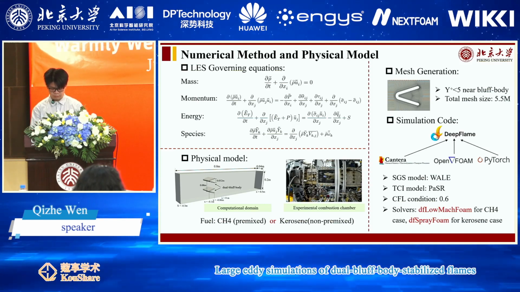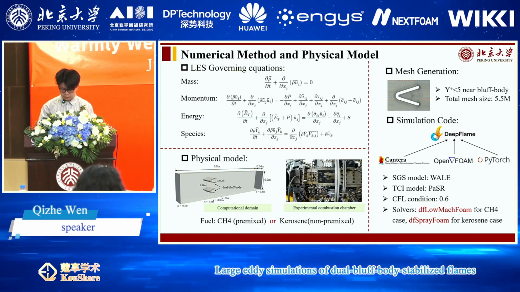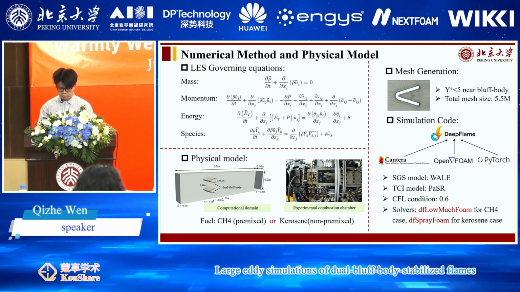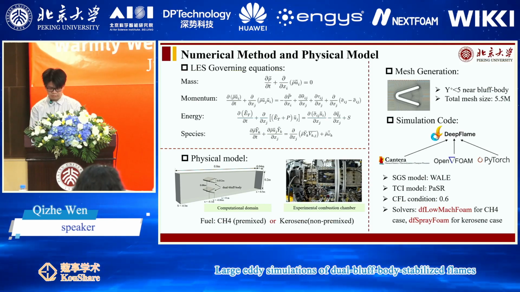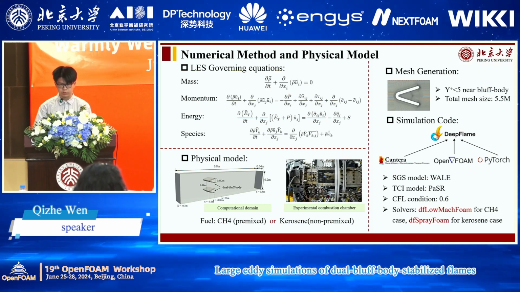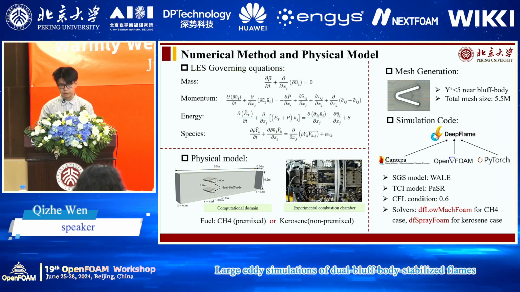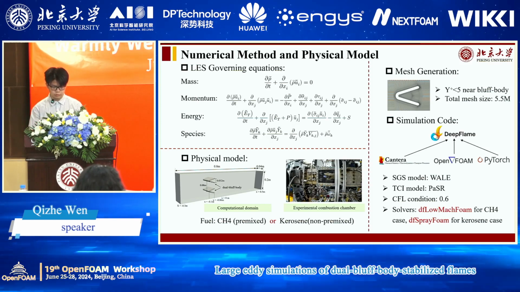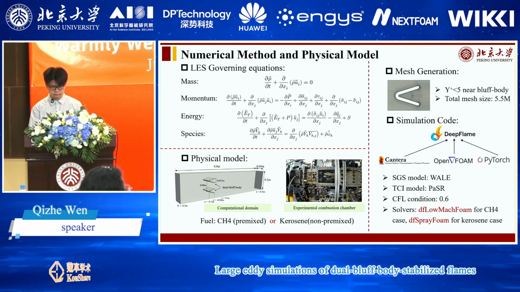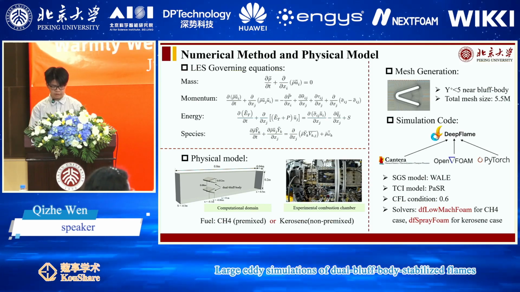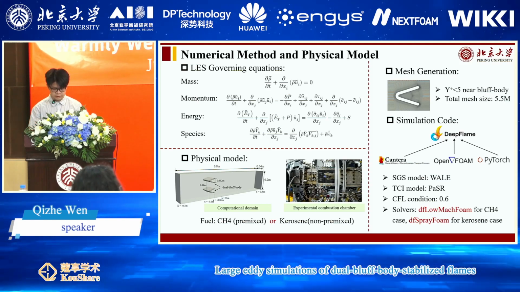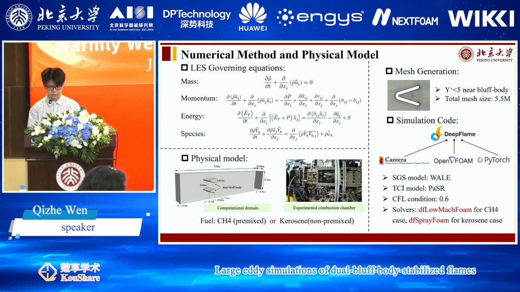The calculation is performed on an open source platform named DFlame, which is based on 3 other software: Cantera, OpenFOAM, and PyTorch. We used the WALE subgrid model to model the subgrid stress, and the PaSR model to model the TCI, turbulence combustion interaction. And we use the DF low mach solver for methane CH4 calculation and the DF spray solver for kerosene calculation.